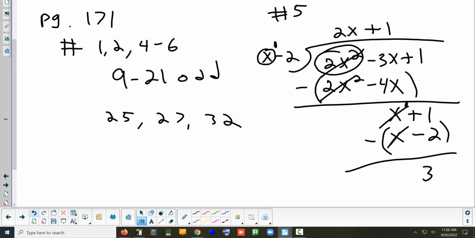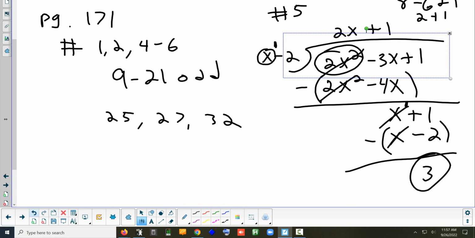Now, I could have found this remainder very quickly by just plugging 2 in. What's 2 squared? 4. What's 4 times 2? 8. What's 3 times 2? 6. 8 minus 6? 2, plus 1? 3. There you go, there's your remainder. So that's a quick way you can check if you did it right. But that's how you do the long division, and that's how you can check your remainder. So it just takes a little bit of practice. But we can go over some more when we do the homework. So now you don't have to do number 5. So it's 4, 6.